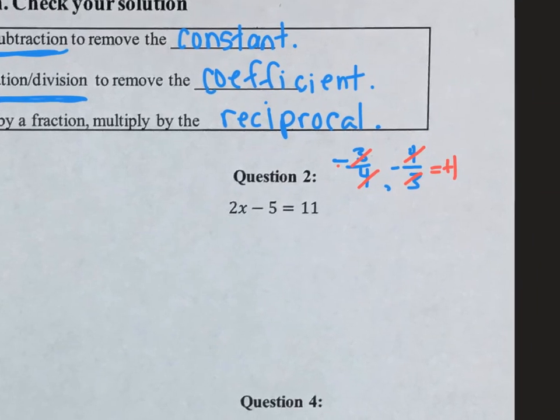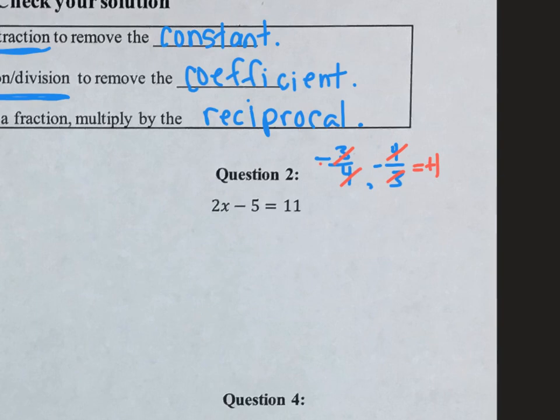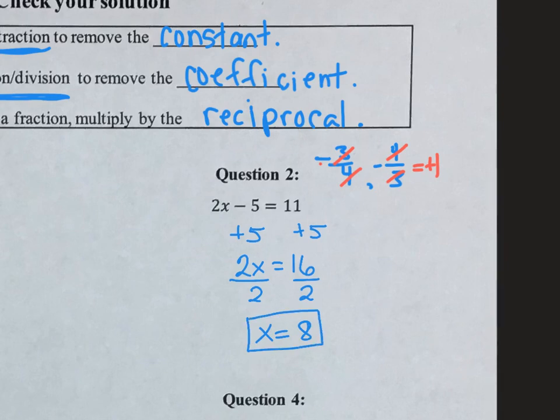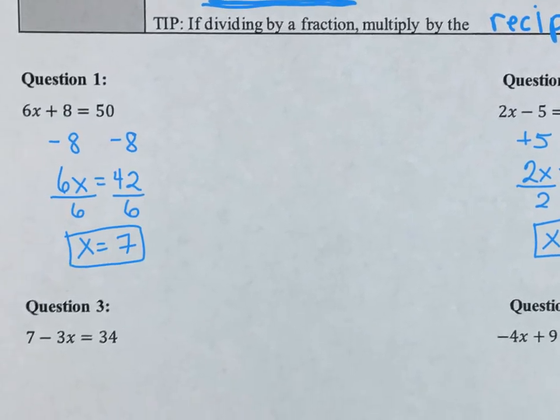Taking a look at question number 2. Again, looking at our steps, our first step is to remove the constant by using the inverse operation. In this case, I have a minus 5, so the inverse of minus 5 is plus 5. Whatever I do to one side, I do to the other. My minus 5 and plus 5 cancel out, so on my left side I'm left with 2x equals, on my right side, 11 plus 5 is 16. Now step 2: I use multiplication or division to remove the coefficient, the number in front of the variable. If I have 2 times x, my inverse operation is division. So I divide both sides, and I'm left with x equals 16 divided by 2, which is 8. Pause and rewind if you need to. Otherwise, we will be moving on to question number 3.